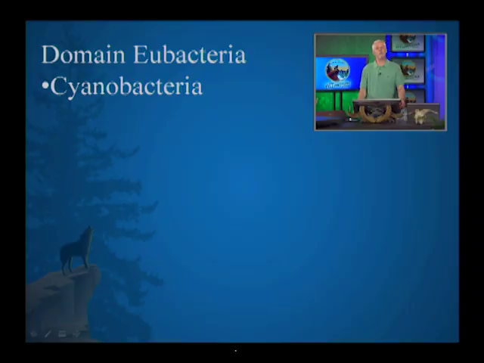Now, another fairly abundant bacterium in the Yellowstone ecosystem are the cyanobacteria. The common name for the cyanobacteria is the blue-green algae, although they're not true algae. We'll talk about algae a little bit later. But again, another major group of eubacteria.